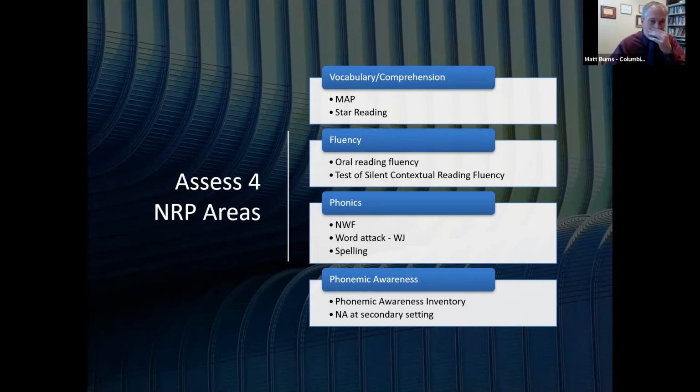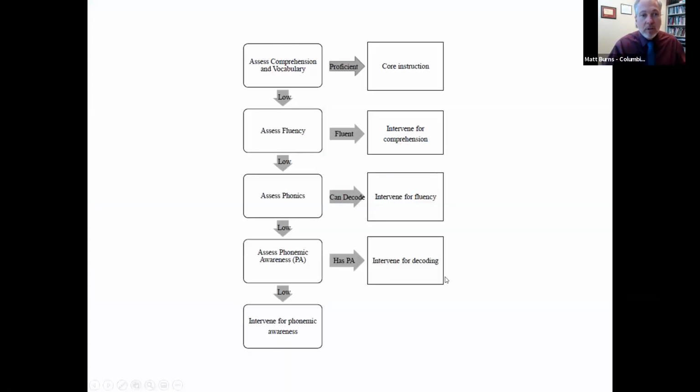Exactly. So if they score low on all four, then we focus on phonemic awareness. So low in comprehension, low in fluency, low in decoding, good phonemic awareness, we hit decoding. Low on all four, we hit phonemic awareness. So I put in a flow chart. This flow chart doesn't make sense to me, but for some reason I think it makes sense to people. I'm just not one of them.